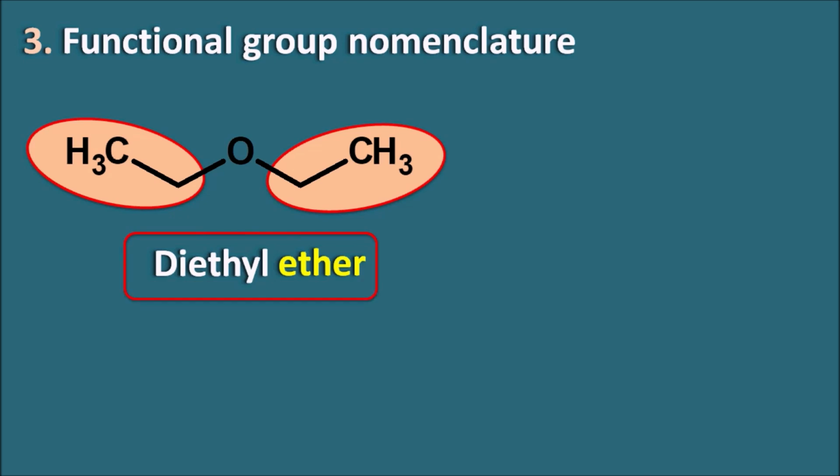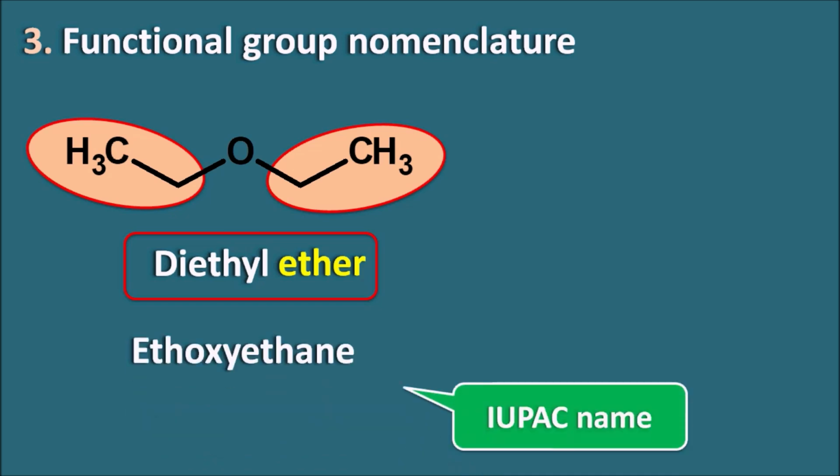And we can also write the name for this structure by using the IUPAC naming or substitutive nomenclature. In such case, we can call it ethoxyethane. So ethoxyethane is the IUPAC name for this compound.